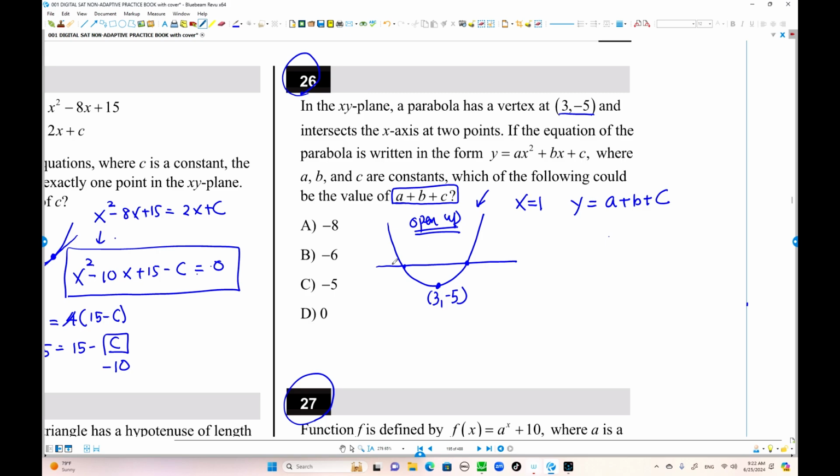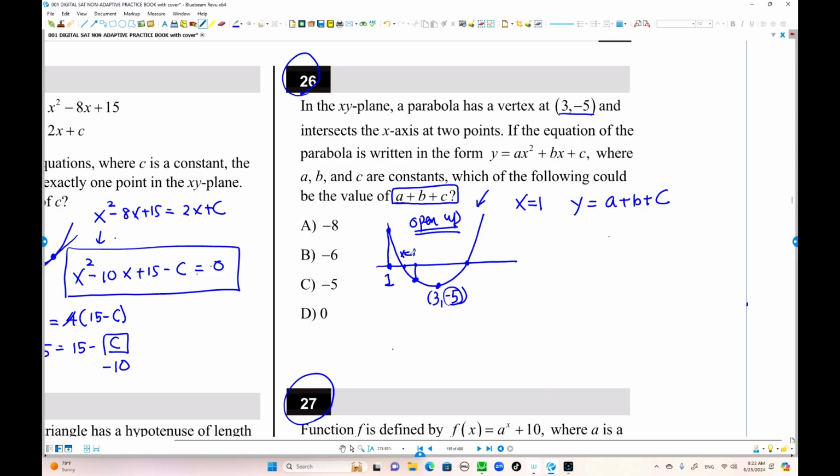So x can be 1 over here, or 1 over here. It doesn't matter, just before the 3, right? If, for example, this is 1 over here, this y coordinate is a plus b plus c. If we take 1 over here, this y coordinate is also a plus b plus c. Anyway, if this point is less than negative 5, the graph is downward. There is no x intersection. So that's wrong, right?